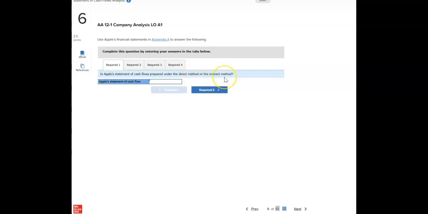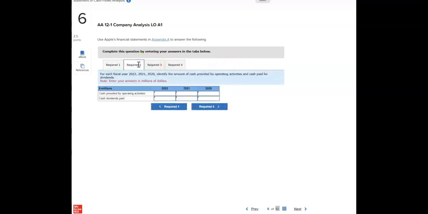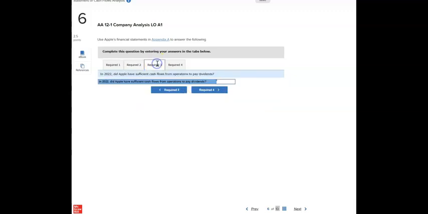So the direct method or indirect method. Okay, so that would have been something we learned about in financial accounting. And hint, we did the indirect method. And then they want you to just pull some numbers. So look at the statement of cash flows and identify numbers. Cash provided by operating activities, cash dividend paid. They ask you, did they have sufficient cash flow to pay dividends?